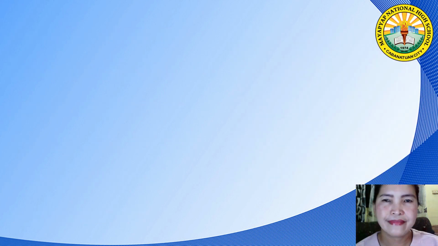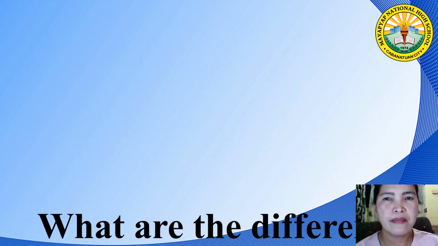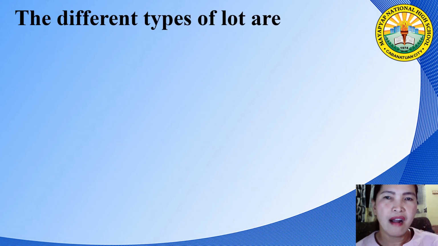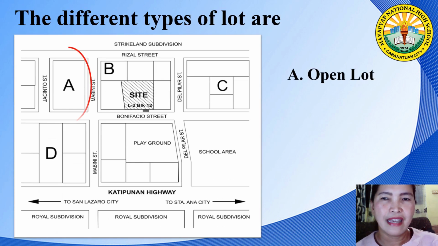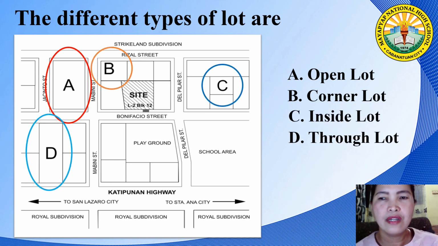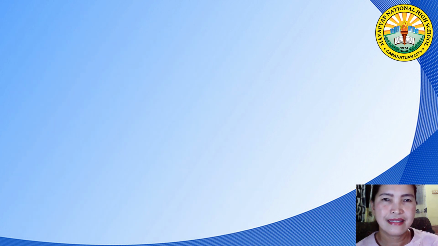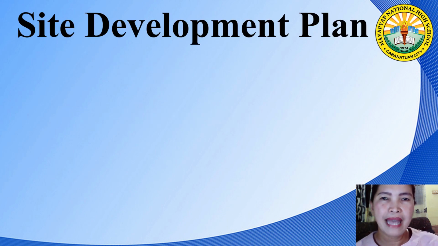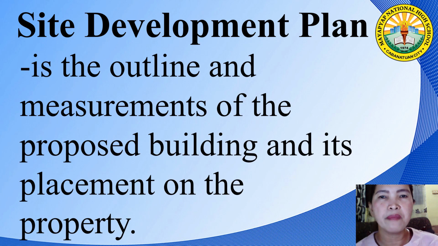Now, let's have some recap. What are the different types of lot? The different types of lot are A. Open lot, B. Corner lot, C. Inside lot, and D. Through lot. Next is, what is a site development plan? A site development plan is the outline and measurements of the proposed building and its placement on the property.